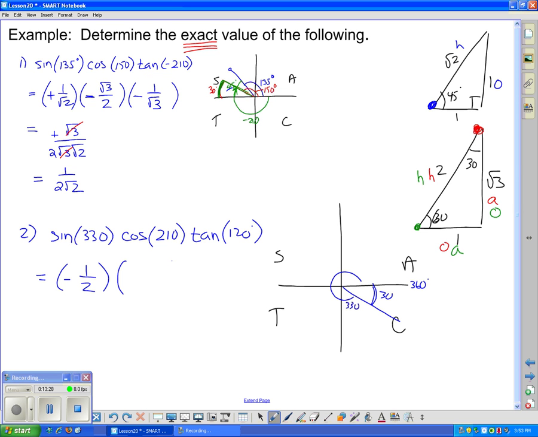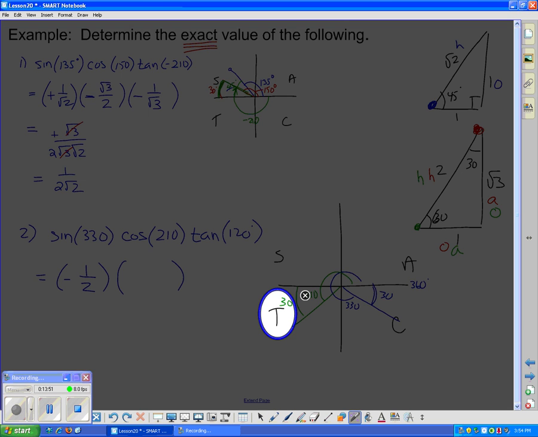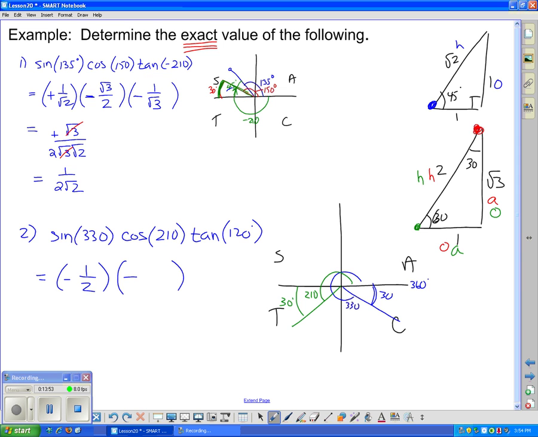The cos fraction, cos of 210. 210 is between 180 and 270. So that means it will be in quadrant 3. So that's my 210, which means that I am 30 degrees away from the x-axis. 180 plus 30 is 210. I know that in this quadrant, only tan is positive, so this fraction will be negative. Cos of 30 degrees, root 3 over 2.